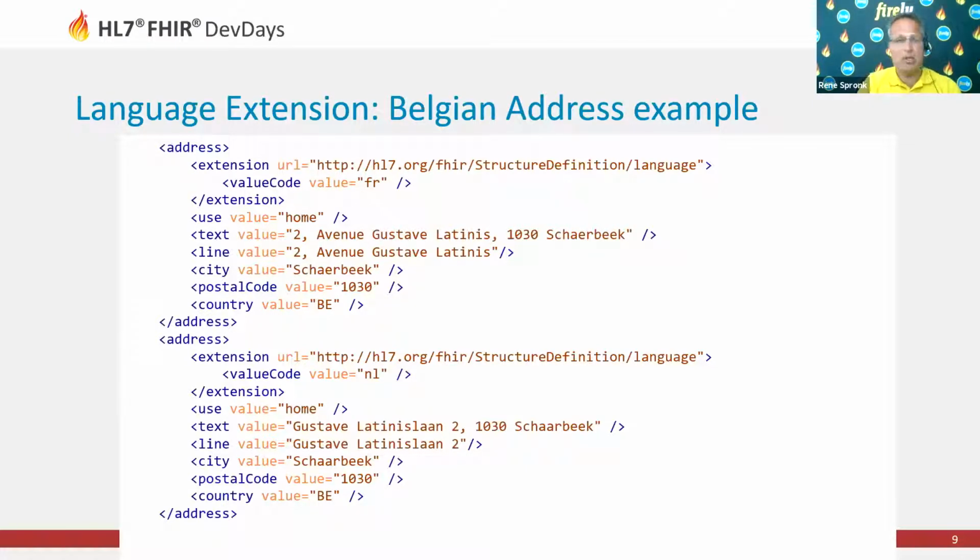And again, the receiver, as usual, can look at this list of addresses and not just select, well, I want the home address or the postal address, but in their selection procedure for picking the most relevant address, they can also use the value on the extension as to the language.